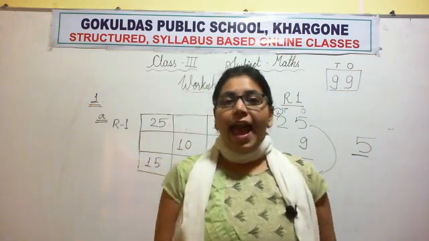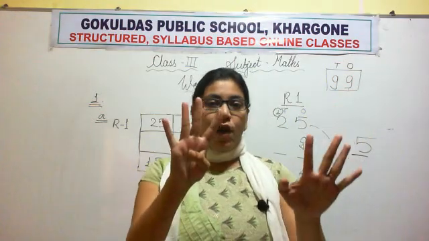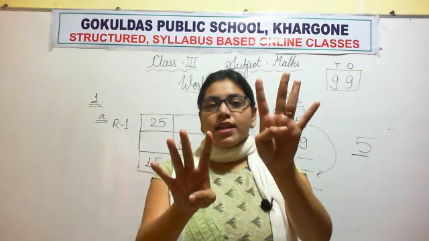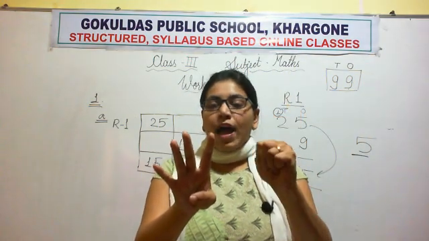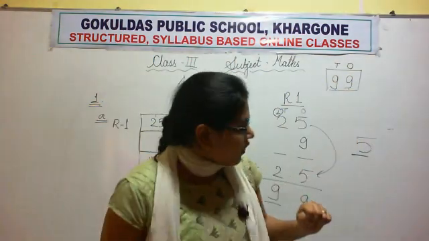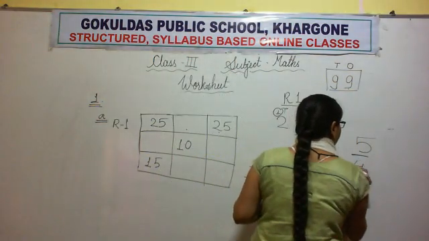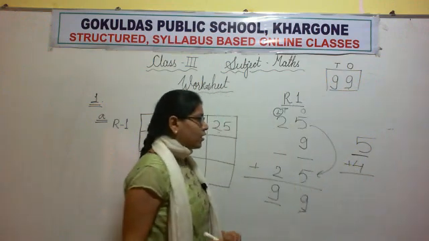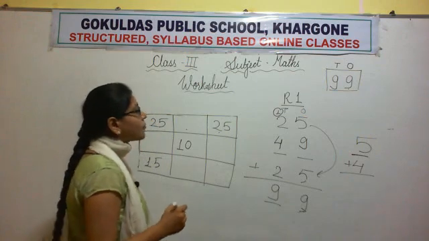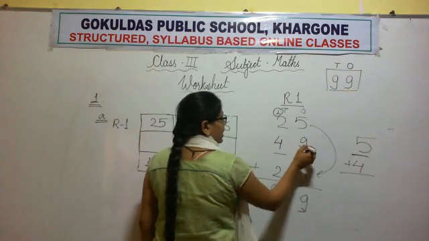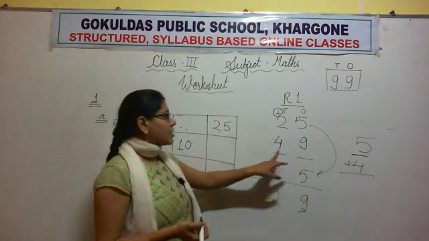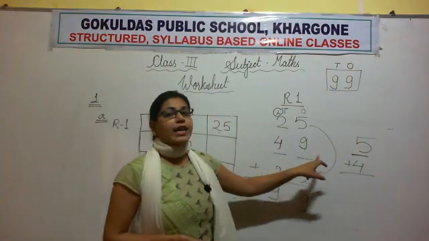So let's add 4 to the 5. Let's count. Are we getting 9 or not? 1, 2, 3, 4, 5, 6, 7, 8, 9. It means we need to add 4 to the 5 for getting 9. Okay, so we will write 4 here. So at the 1's place 9 is there and at the 10's place 4 is there. It means the number is 49.